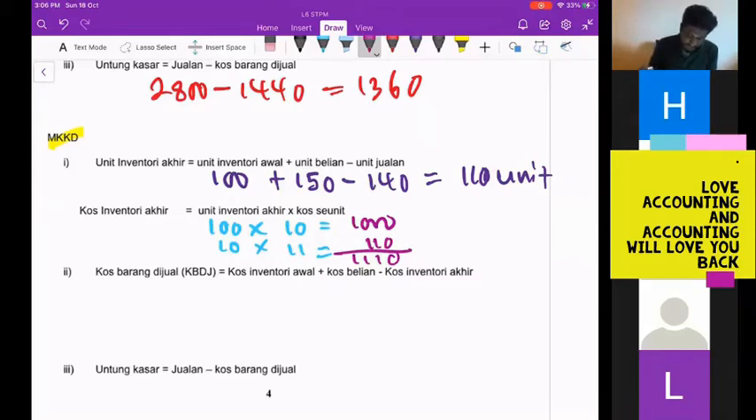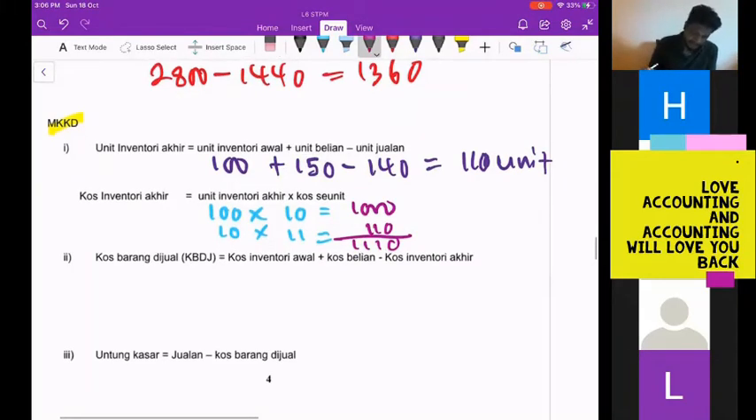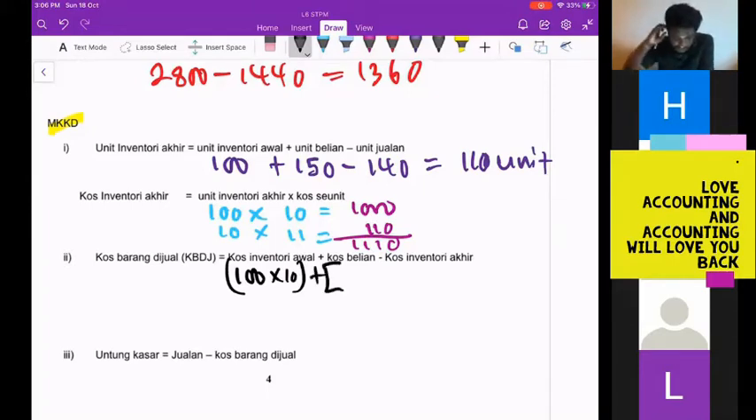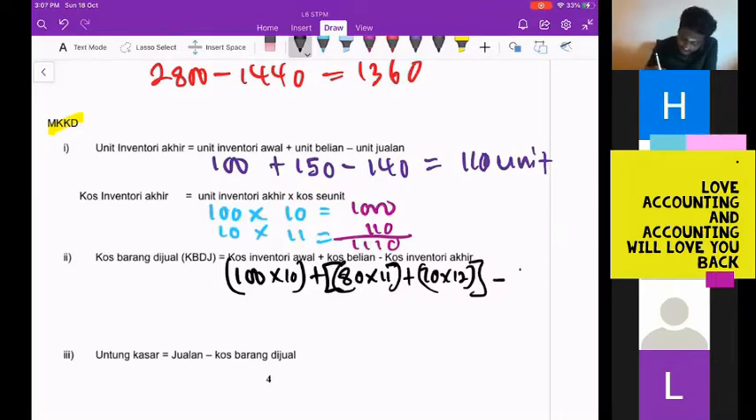Next one, this is the inventory akhir, this is the cost inventory akhir. What is the formula to calculate cost barang dijual? Same formula: cost inventory awal. How much is the inventory awal? 100 times 10. Cost belian, I got beli 2 times: one is 80 times 11 plus 70 times 12. And then minus my inventory akhir, 1110. Can you do it yourself?